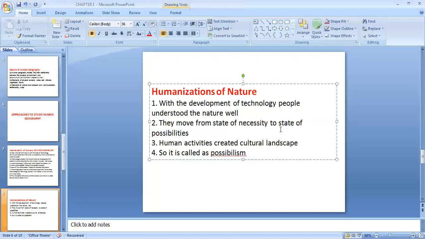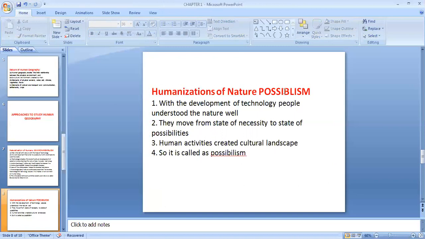That is also known as possibilism. Possibilism. Why possibilism?